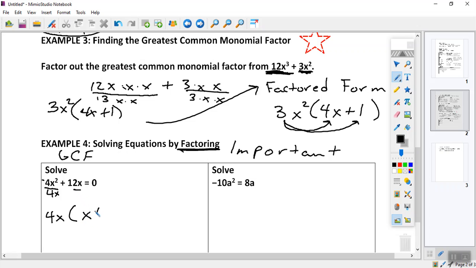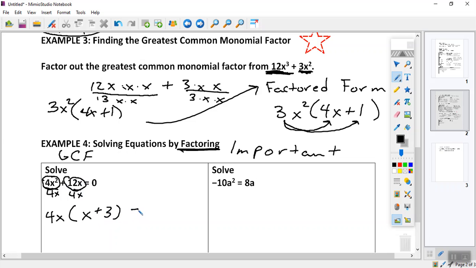Then I'm going to bring a plus sign down. How about this? What's 12x divided by 4x? 3, right? First things first, have I factored correctly? Just double check. What's 4x times x make right here, kids? Wasn't that part of the original problem? What's the 4x times plus 3 going to make? Plus 12x, right? Isn't that part of the original problem right here?